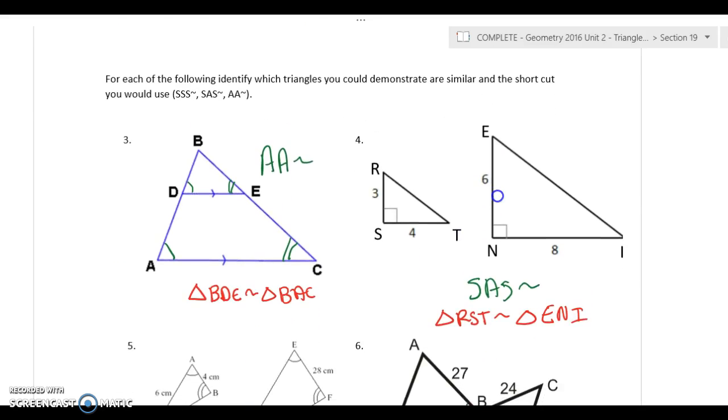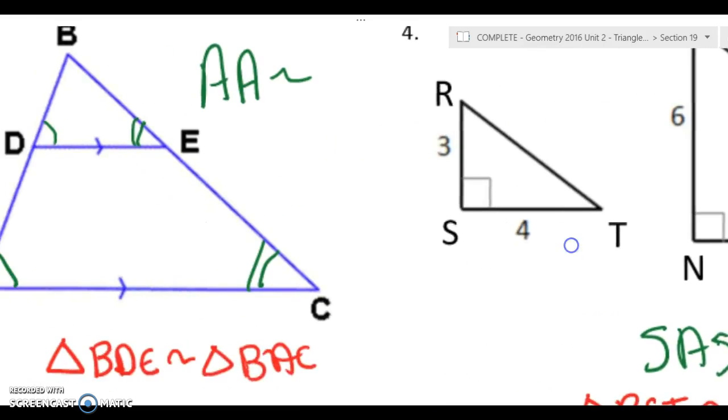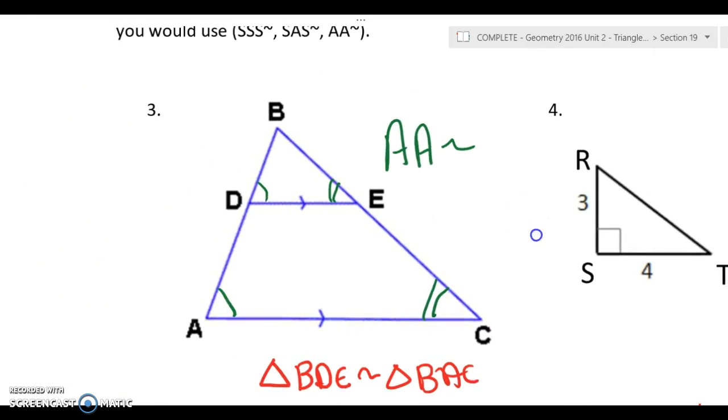So in this last part of the activity, we want to, for each of the following, identify which triangles you could demonstrate are similar, and then the shortcut you would use. So number 3, when we have these lines right here with the arrows, that indicates that those lines are parallel.